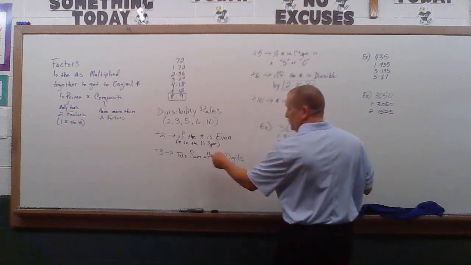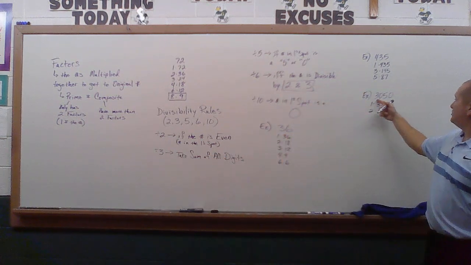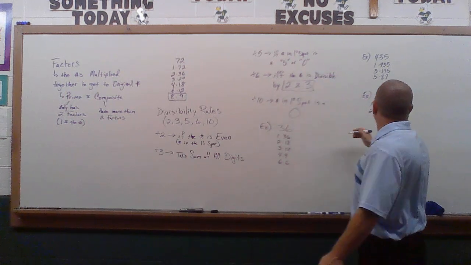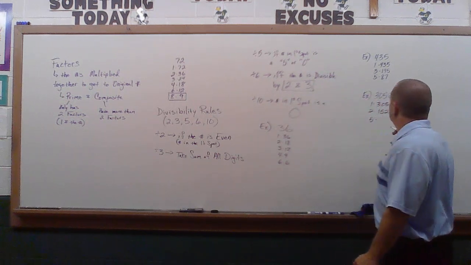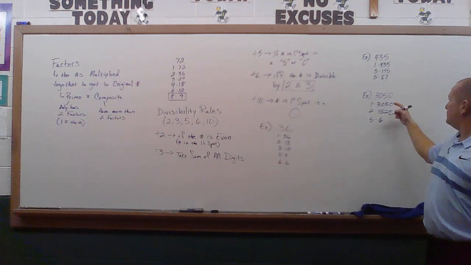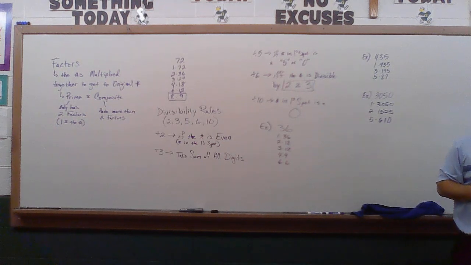How about 3? Did 3 work? 3 plus 5 is only 8. 8 can't be divisible by 3. Does 5 work? Yeah. Heck yes. 5 times what? How many times does 5 go into 30? 6. How many into 5? 1, 0. So you should have got 610.